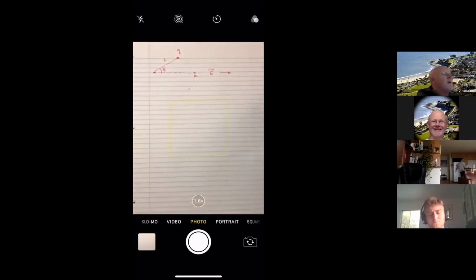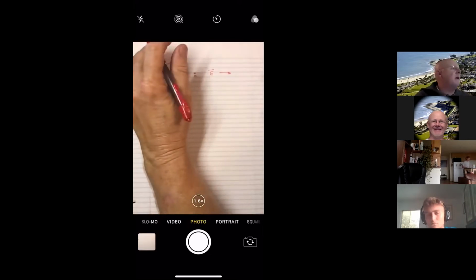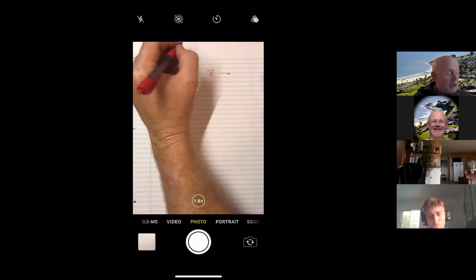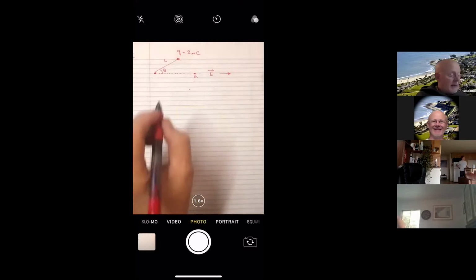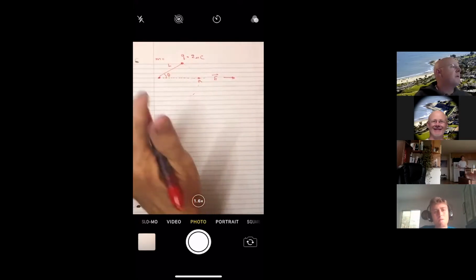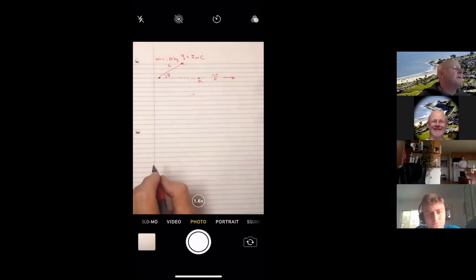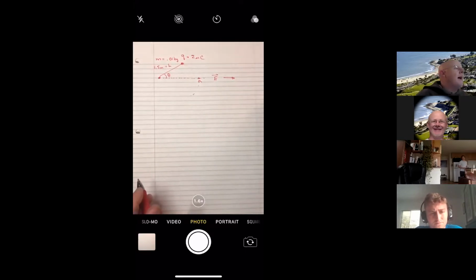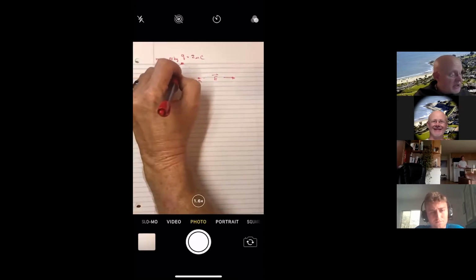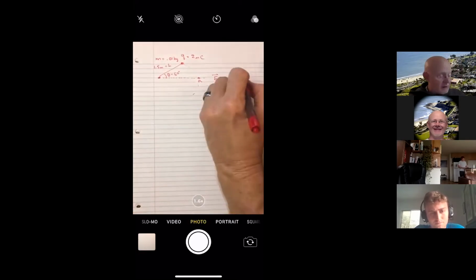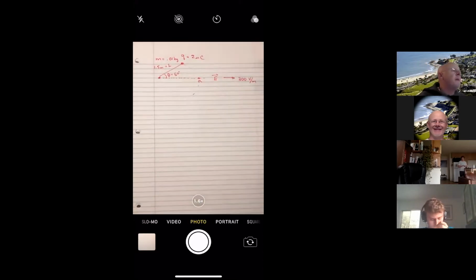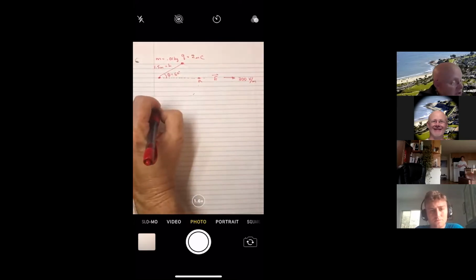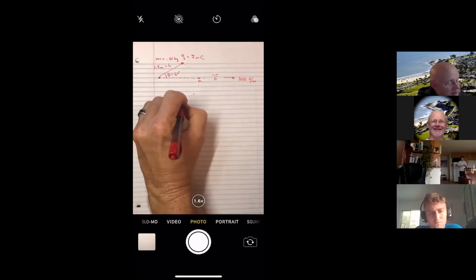If I read the problem here, they say that the particle has a charge of 2 microcoulombs. It has a mass of 0.01 kilograms. The string has a length of 1.5 meters. The particle on the string pivots along a frictionless horizontal table. The particle is released from rest, so initial speed is 0. When this is at 60 degrees, there's a uniform electric field of 300 volts per meter. Determine the speed. So I'm going to start by asking, what is the change in potential?